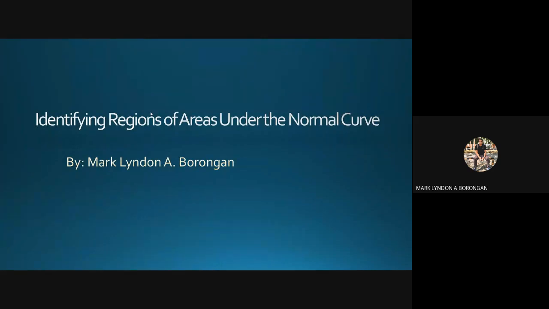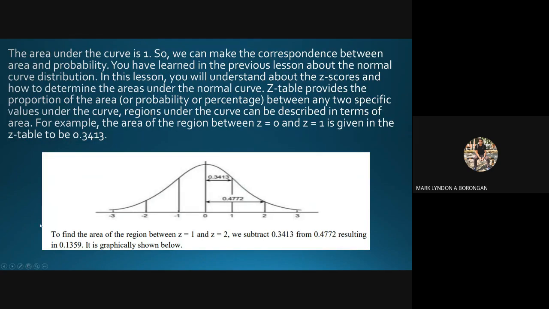So now, we will identify the regions of the areas under the normal curve. The area under the curve is 1. So we can make the correspondence between the area and probability. You have learned in the previous lesson about the normal curve distribution, and in this lesson, you will understand about the z-scores and how to determine the areas under the normal curve.